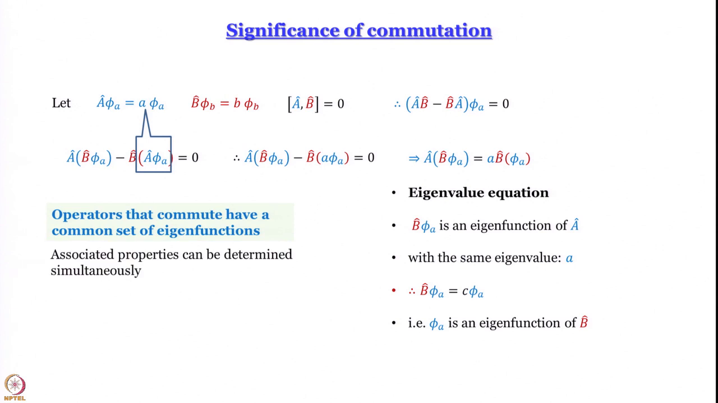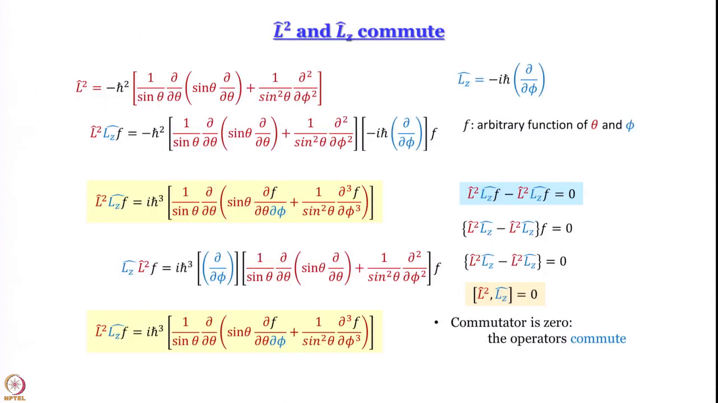So, we are very happy that L square and Lz commute. So, L square and Lz can be determined together, is it not? They have the same set of eigenfunctions, we said. So, we can determine L square and Lz together. Now, think what we have done in the rigid rotor. We have always talked about the total momentum from L square and we have talked about the Z component of angular momentum. Why? Because we can determine these two together, because L square hat and Lz hat are commuting operators.